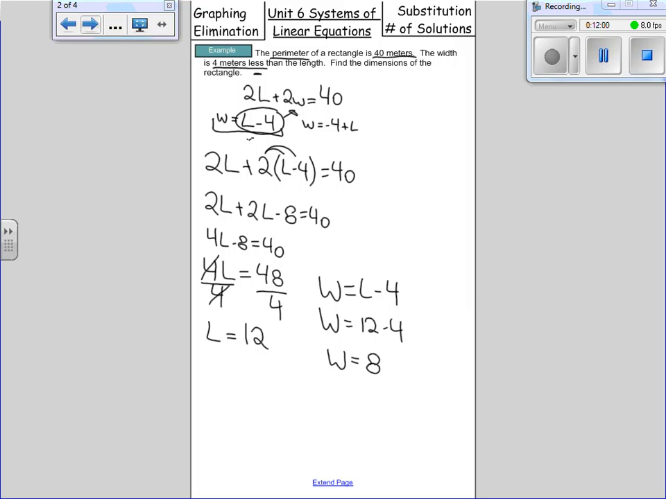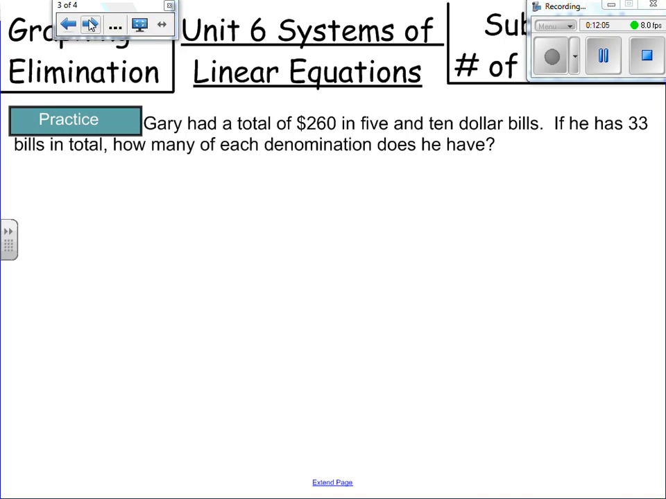Okay. Gary. Gary had a total of $260 in $5 and $10 bills. Yeah, that's a lot of moolah. If he has 33 bills in total, how many of each denomination does he have?